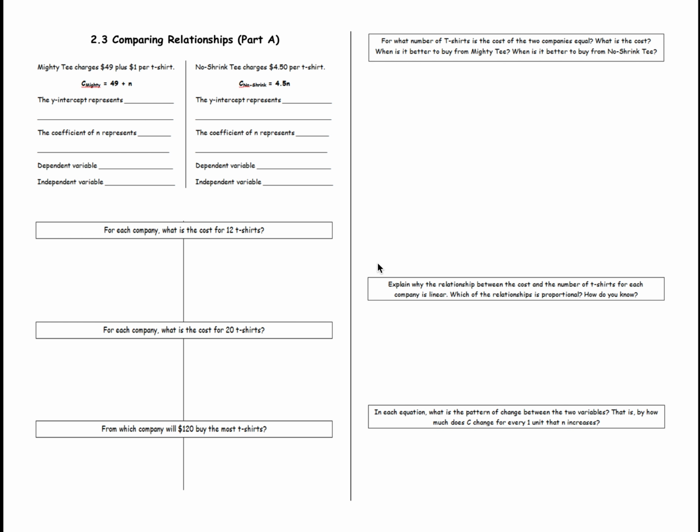We talked about Emil and Henry yesterday. If you remember, Henry was given a head start of 45 meters because he was the younger brother. So when we wrote his equation, we wrote distance equals time plus 45, because whatever his time was, we then added an additional 45 to that because he got that head start. You're going to see something very similar today with two shirt companies, Mighty T and No Shrink Tees.